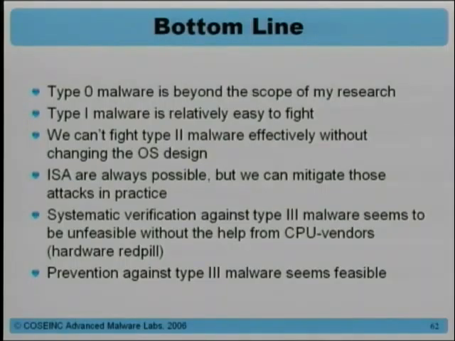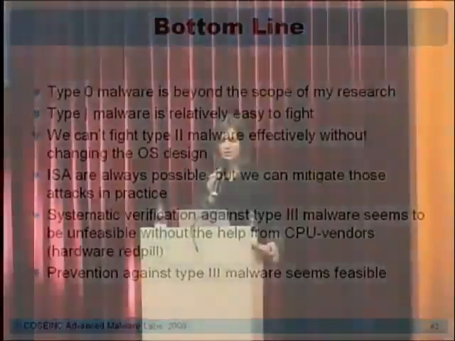Okay, so the bottom line is, Type 0 malware is beyond the scope of my research because it's not something which compromises systems. Type 1 malware is relatively easy to fight today. Type 2 malware is a challenge, and we cannot solve this type 2 malware problem without the help of operating system vendors.